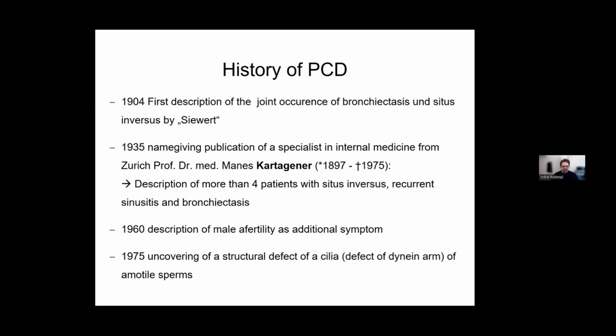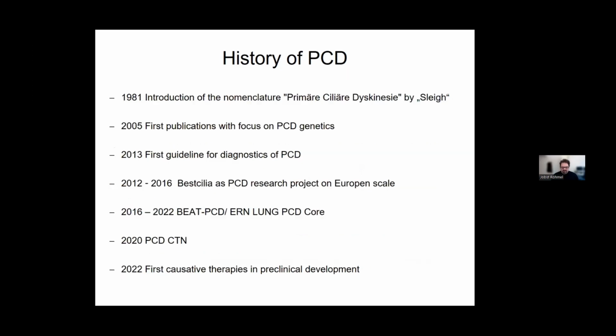In the 1960s, male infertility was discovered as an additional symptom. And then in 1975, finally, it was understood that there were cilia, discovered through a structural defect of cilia in a sperm. So this was the way this was discovered. And then in 1981, the nomenclature PCD was introduced. I didn't translate this, I'm sorry, it's German, but primary ciliary dyskinesia by Afzelius.